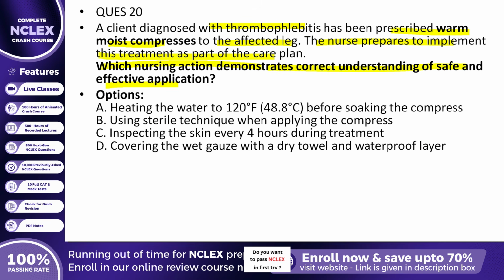Option A, heating the water to 120 degrees Fahrenheit, 48.8 degrees Celsius, before soaking the compress. Option B, using sterile technique when applying the compress. Option C, inspecting the skin every 4 hours during treatment. Option D, covering the wet gauze with a dry towel and waterproof layer. The correct answer is Option D, covering the wet gauze with a dry towel and waterproof layer.